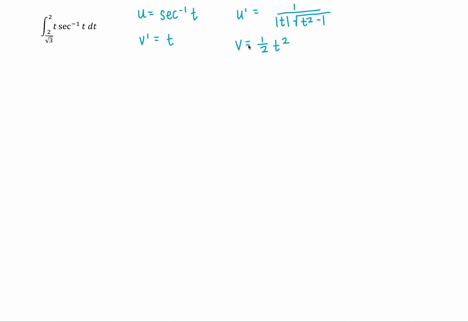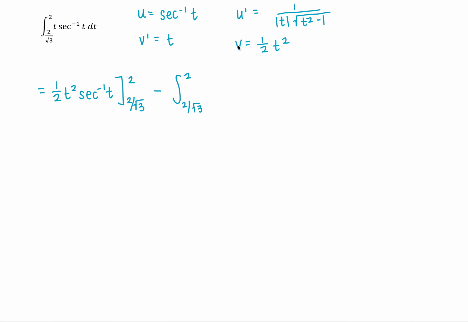So I can go ahead now and do my integration by parts. This integral is going to equal u times v. So I'm going to actually put the v first. So that's going to be 1/2 t squared times the inverse secant of t. And we're going to evaluate that from 2 over the square root of 3 up to 2 minus, let me go ahead and get my bounds written here.